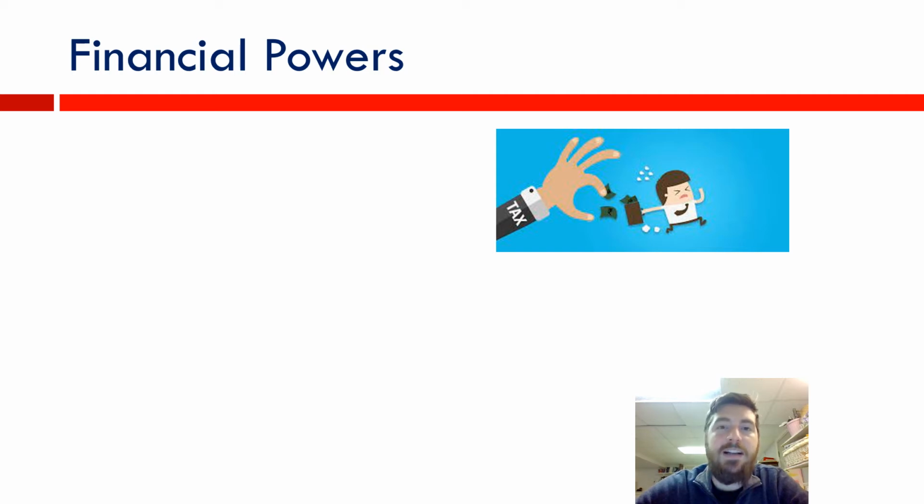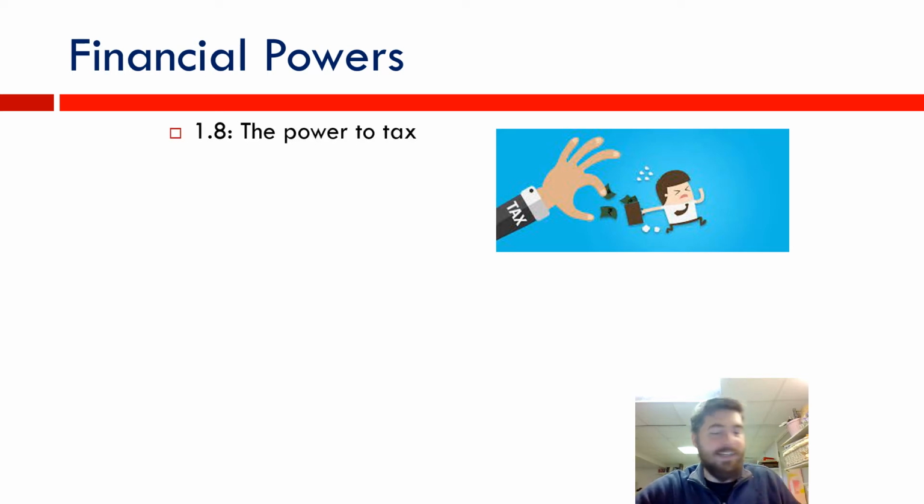The first section, I should say, Article 1, Section 8, Clause 1, talks about financial powers. And I pulled it up on my phone. Feel free to go in your book too, wherever the Constitution is, a couple chapters ago. Article 1, Section 8, Clause 1.